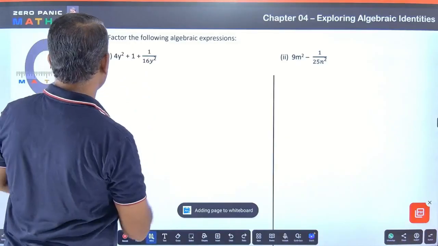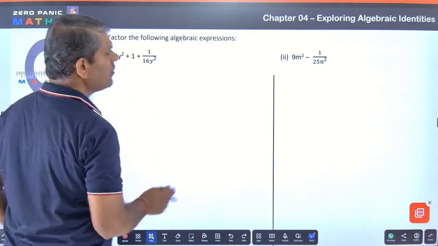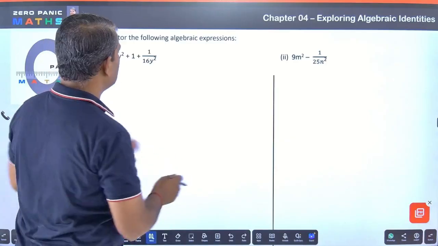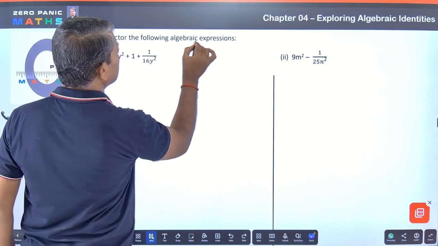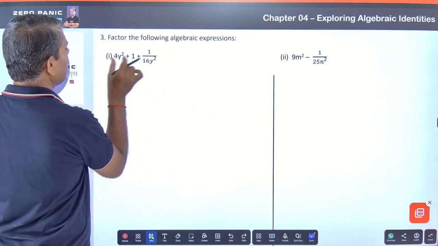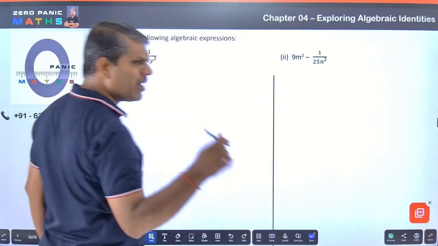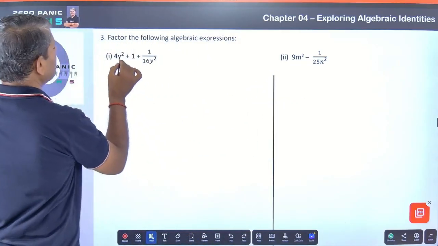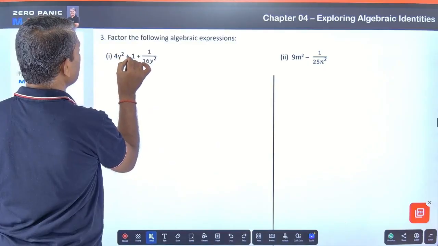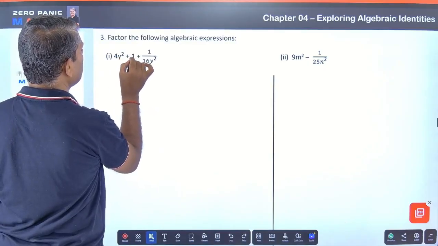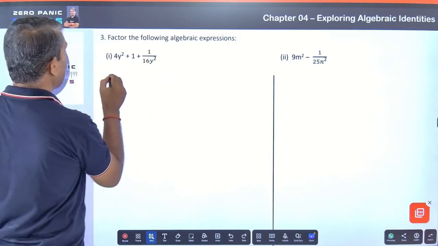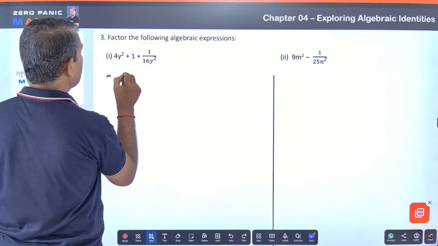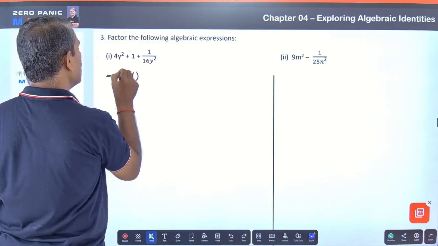Let us move to the next set of problems, which are a little bit different from the other identities. Factor the following algebraic expressions. There are some expressions given here, using the same identities again. So now a square plus 2ab plus b square looks like (a plus b) whole square. Let me write this 4y square as (2y) whole square.